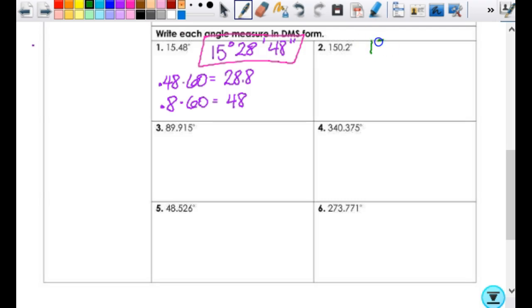So I know it's going to be 150 degrees. And I take the 0.2, multiply it by 60. What does that give me? 12. So it's 150 degrees in 12 minutes. And there are no seconds on that answer, and that is absolutely fine. There doesn't have to be, right? Everybody okay with all that?